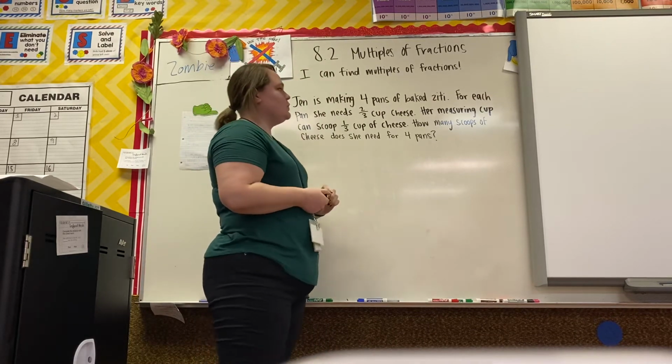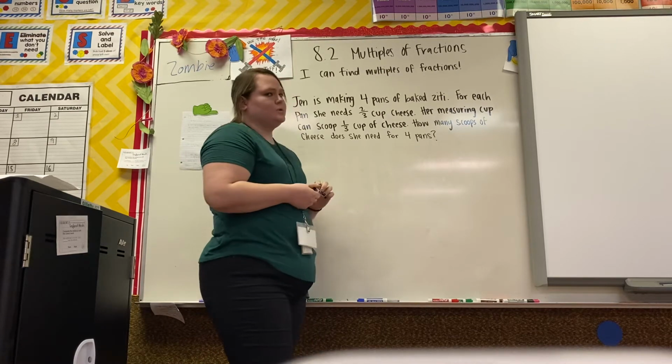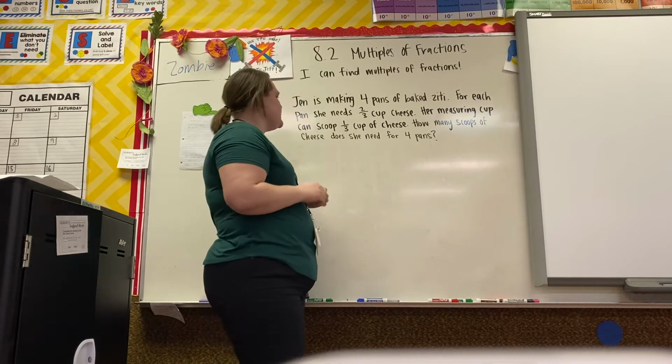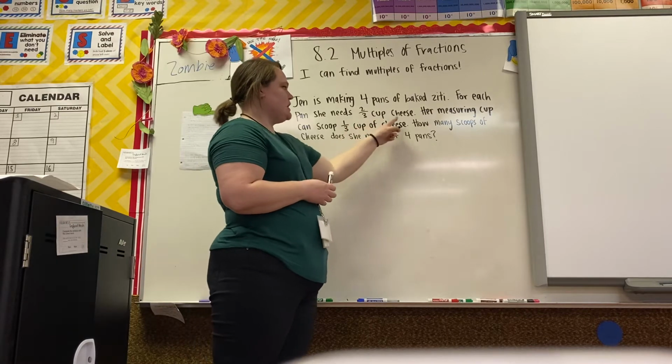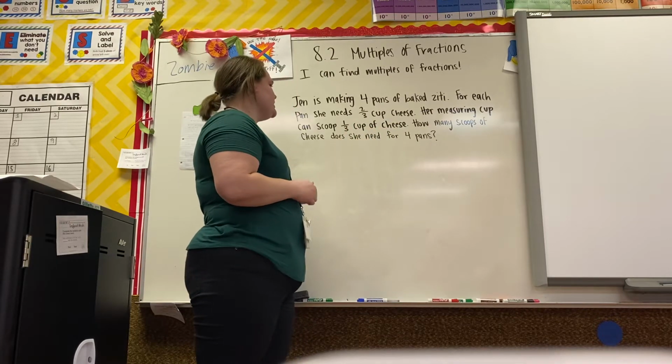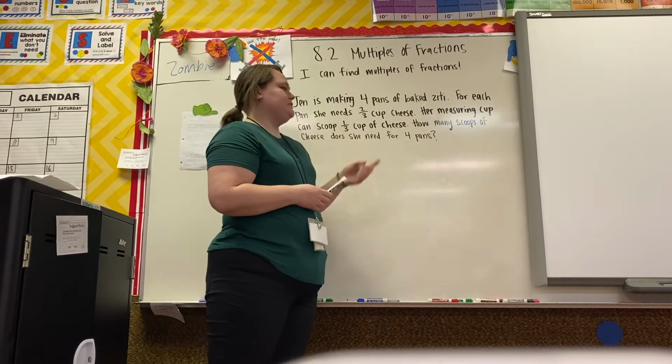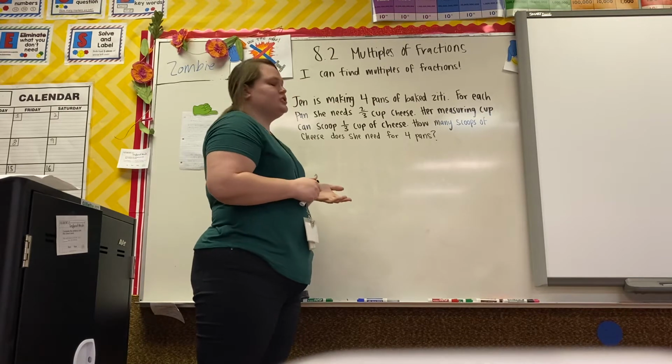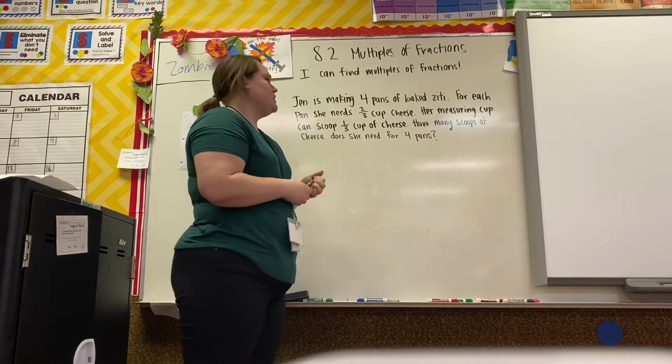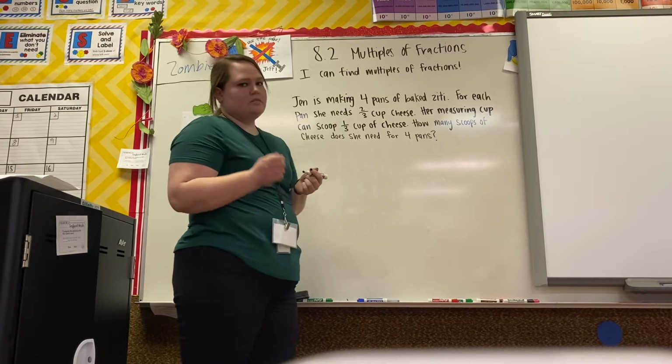Jen is making 4 pans of baked ziti. Ooh, that sounds good. For each pan, she needs 2/3 cup of cheese, and her measuring cup can scoop 1/3 cup of cheese. How many scoops does she need for 4 pans? Well, let's see how many she can get for 1 pan.